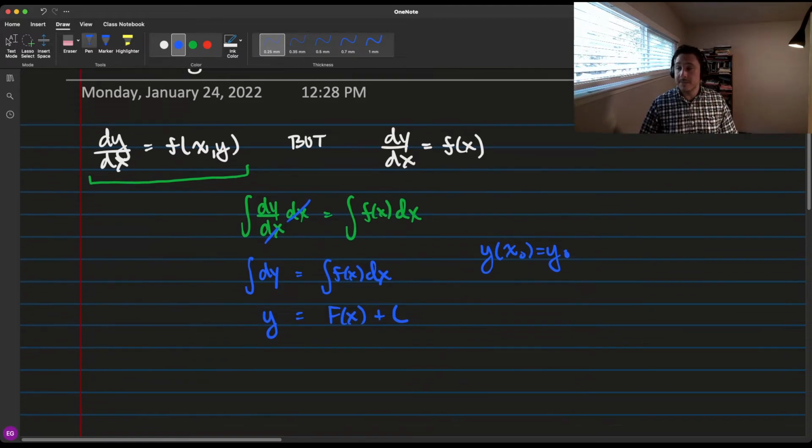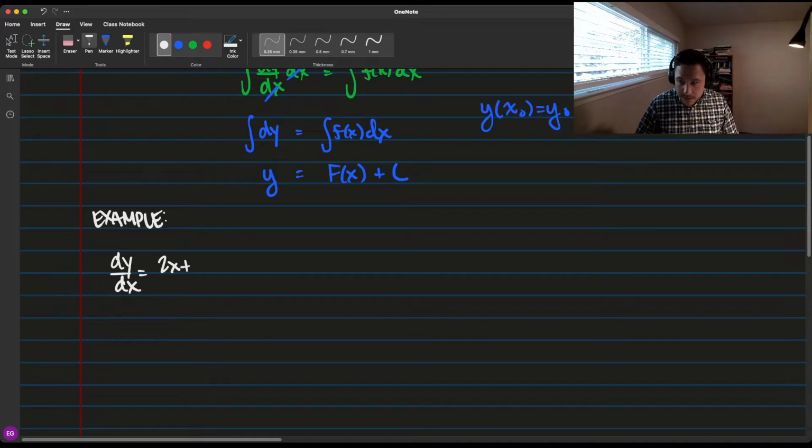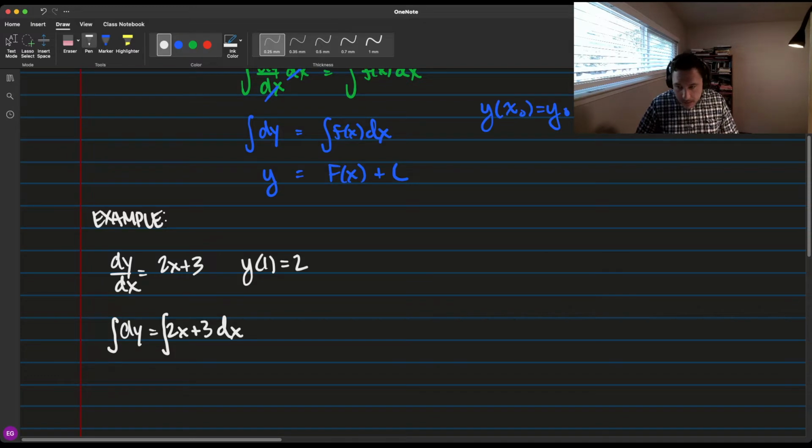So as a quick example, I could say that your problem was dy dx equals 2x plus 3, and y of 1 equals 2. Okay, so you can multiply both sides by dx. You get dy equals 2x plus 3 dx. Integrate. You get y of x is equal to x squared plus 3x plus c.